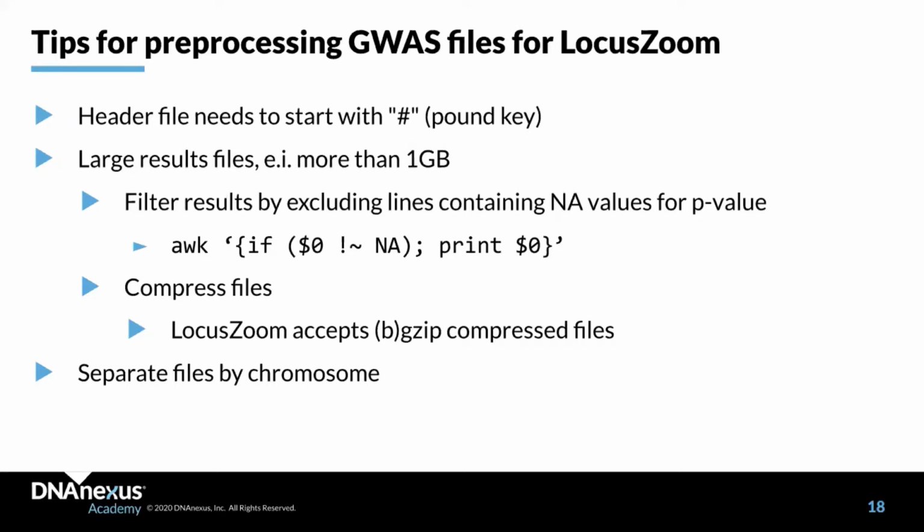Also, LocusZoom accepts compressed files, so you can use gzip compression, and this will also reduce your file. Or in case none of it helps, you can also separate files by chromosome.